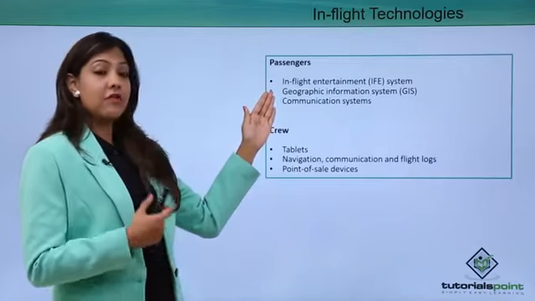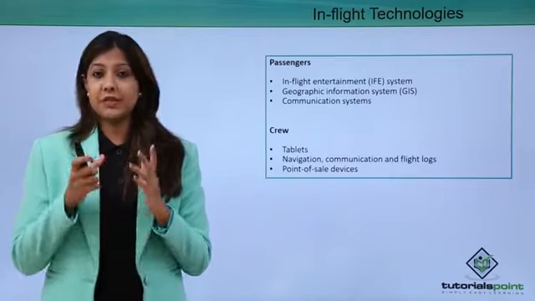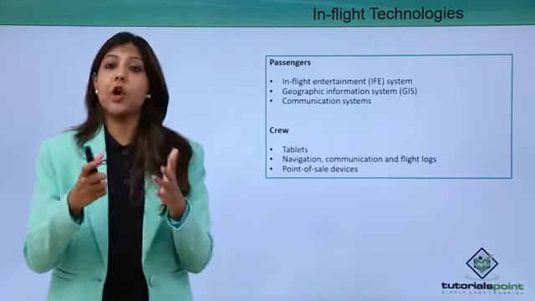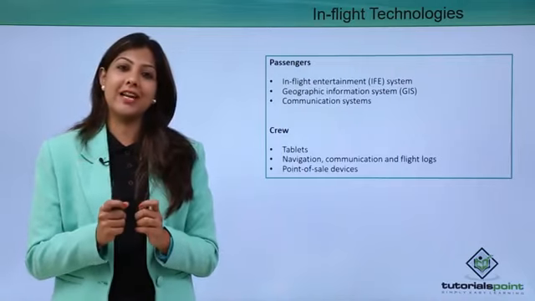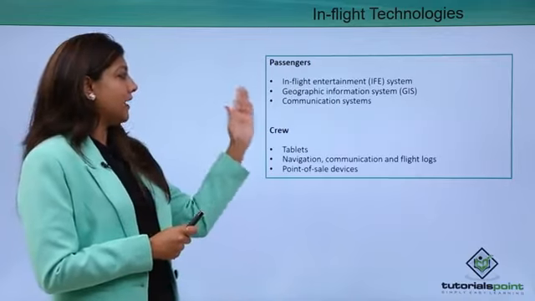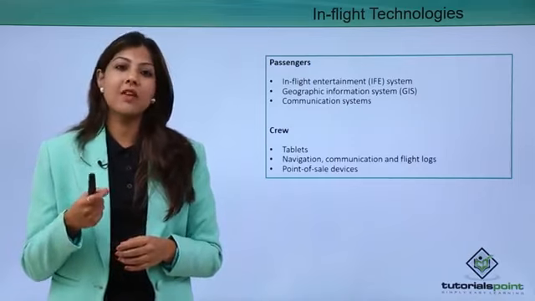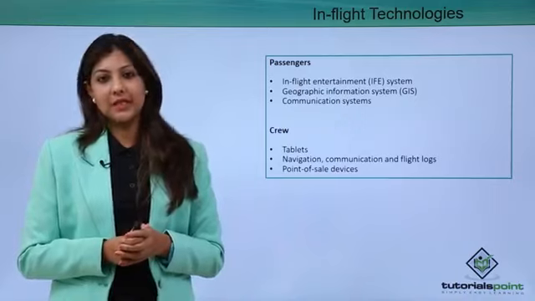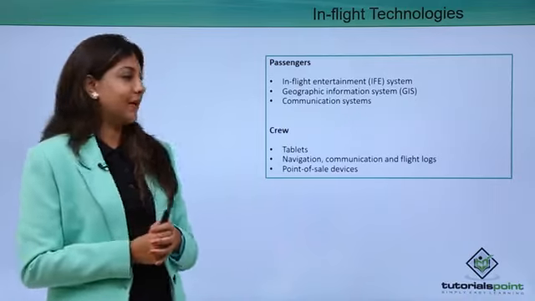They also have the geographic information system, meaning a passenger sitting on the airline can see the location on the map, how much time to destination, and they can locate with the help of GPS where exactly they are right now. And communication systems, meaning if the passenger needs anything, he can always press the call bell and call the air hostesses for any particular work. They might need tea, coffee, food, or any other thing that they might require.